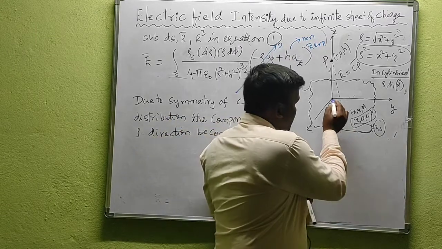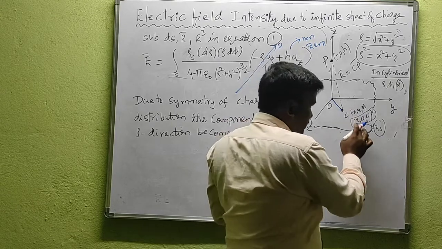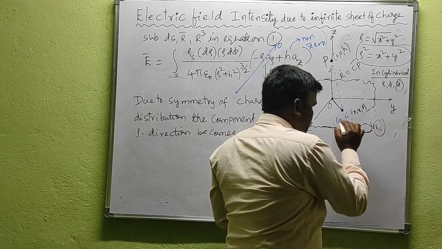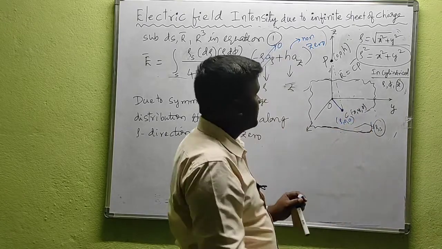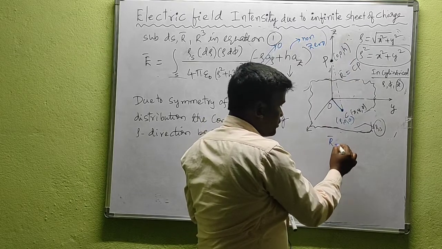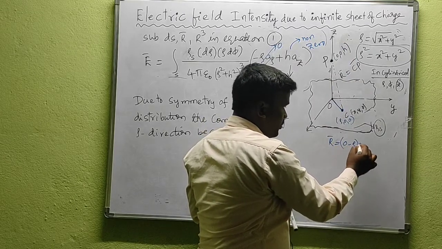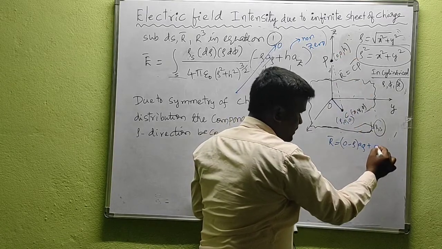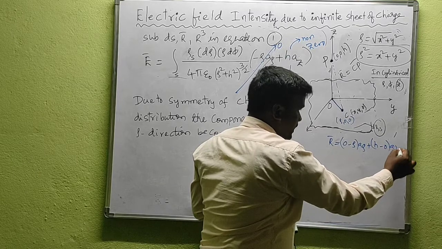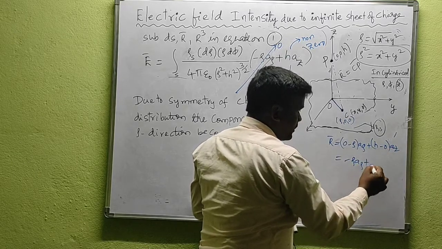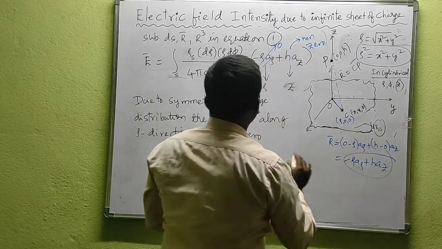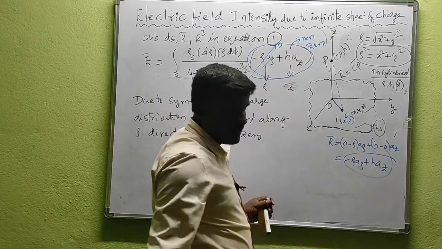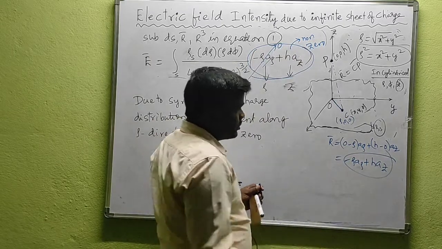Why I consider this point as rho comma 0 comma 0, or else x comma y comma 0. This point can be taken as rho comma 0 comma 0. In that case we get r bar as 0 minus rho a rho, and 0, and the last one is h minus 0 into a z. Finally we got minus rho a rho plus h a z. This is our r bar. Clear?